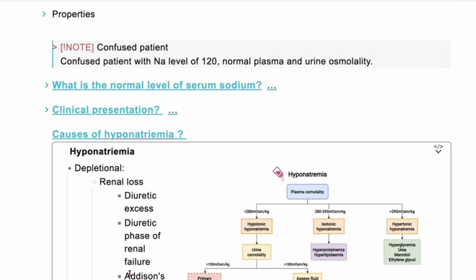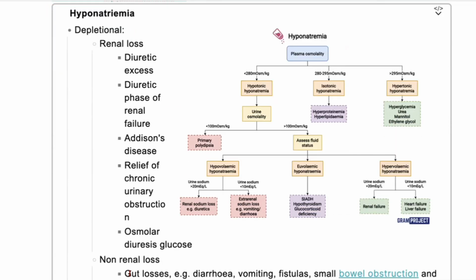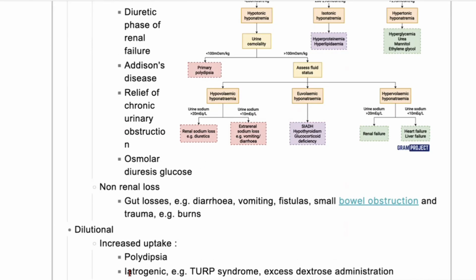So renal loss, that will be whether the patient is currently in diuresis, or they are in renal failure and have lots of diuretic phase, or after relief of a chronic obstruction and they start to give lots of diuretic phase. Non-renal loss is through your GIT. You also lose sweat, which is very unlikely. But it's mainly the gut, so diarrhea, vomiting, fistula, things like bowel obstruction, etc.